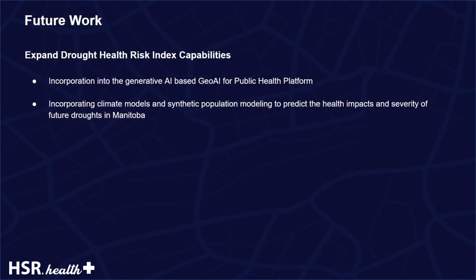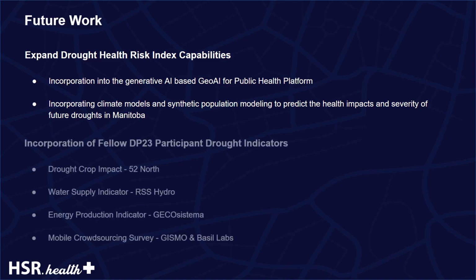In future climate and disaster-related OGC pilots, the capabilities of the indicator can be expanded through incorporating climate models and synthetic population modeling to predict the health impacts and severity of future droughts in Manitoba. Additionally, we can demonstrate interoperability through ingesting the outputs from the fellow participants in this disasters pilot to enhance the capabilities of the Drought Health Risk Index.